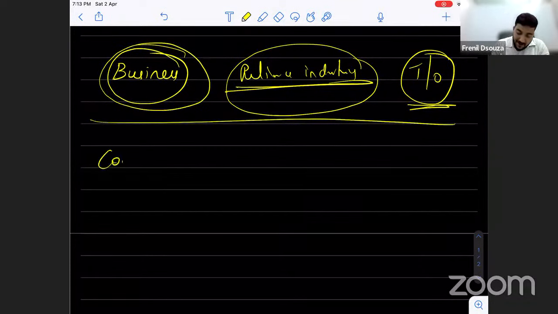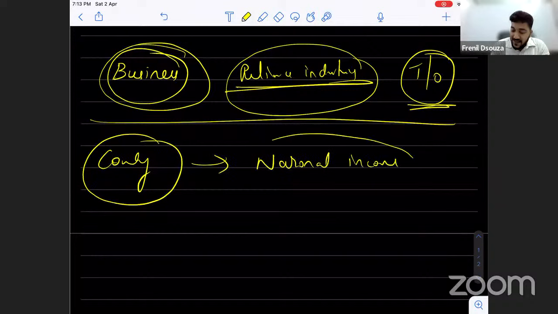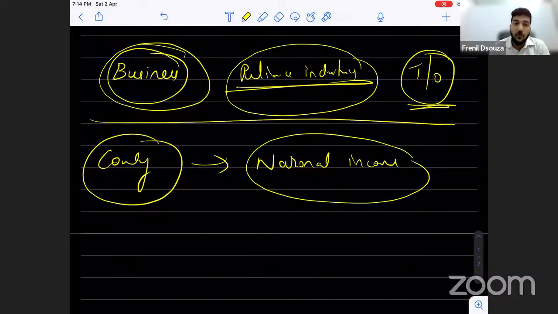If you do that for the entire country, that is where the concept of national income will come into question. To understand the performance and the growth of the country, it is important to calculate something called national income. And what does the textbook definition say? It says that national income is defined as the net value of all economic goods and services produced within the domestic territory of a country in an accounting year plus the net factor income from abroad.